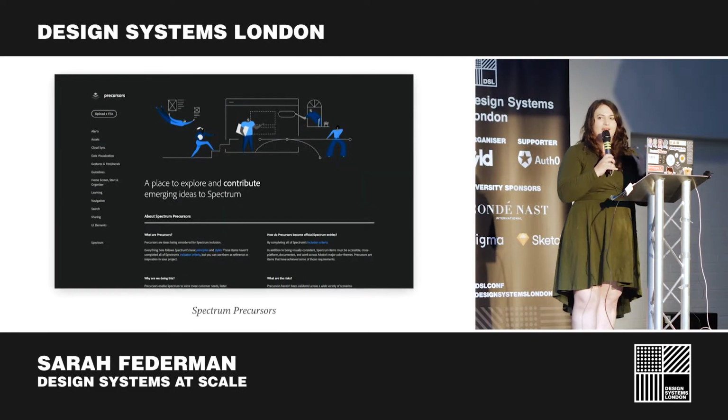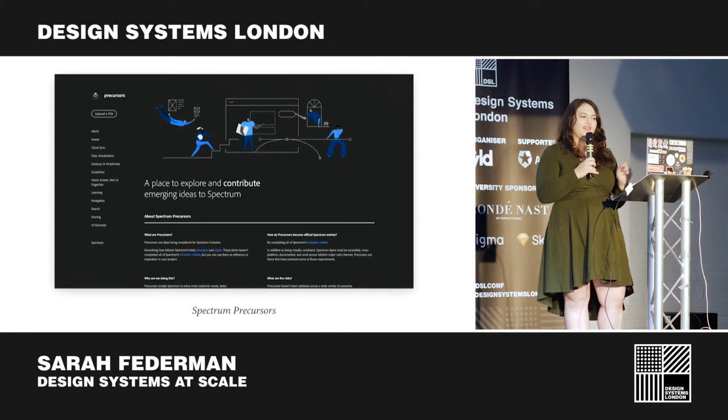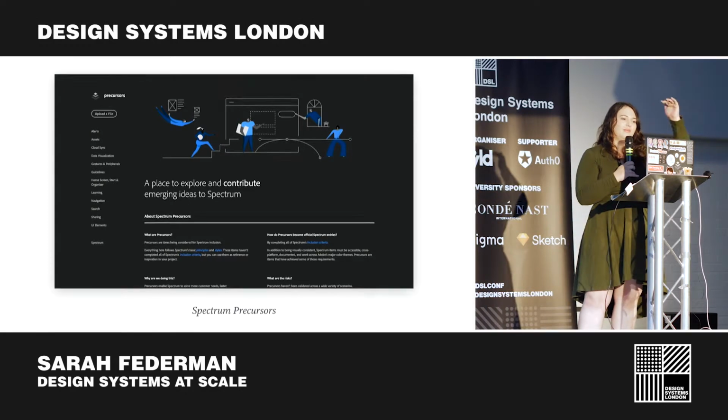So this basically makes it really hard to make a component in our system. Like, there's just so many things that have to happen to make that pass our bar.